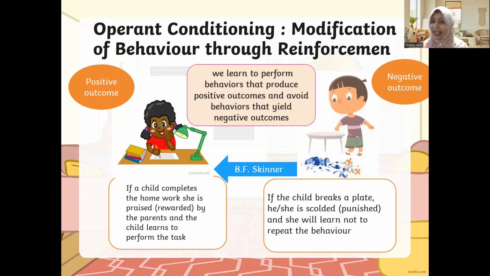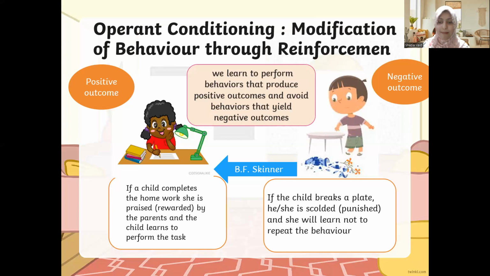And what is negative reinforcement? When negative reinforcement is given, what will the child do? I'll give you an example of negative reinforcement and negative outcome. If the child breaks a plate and gets scolded by the parents, will the child repeat that behavior? No, the child will avoid repeating that behavior. But in this also he is learning, because the outcome was negative.